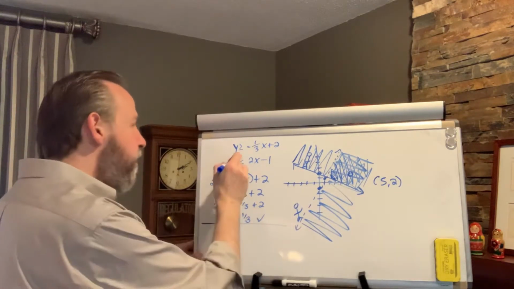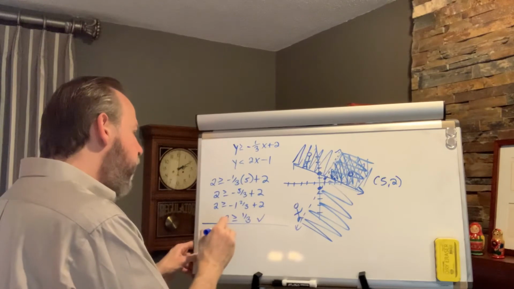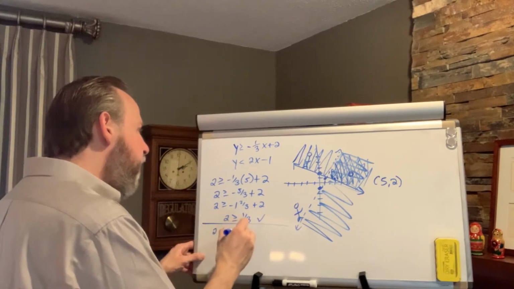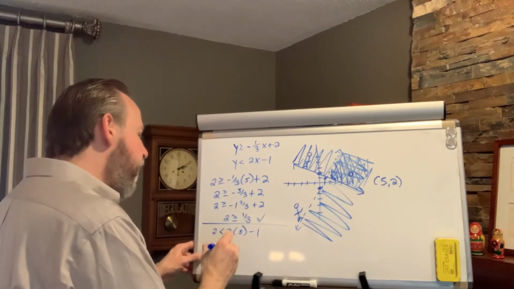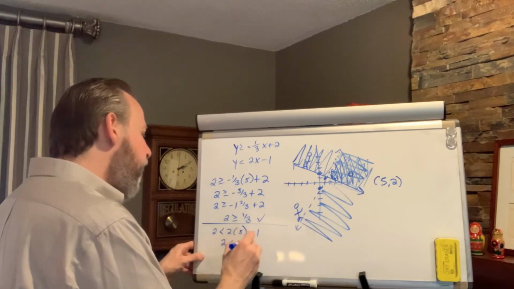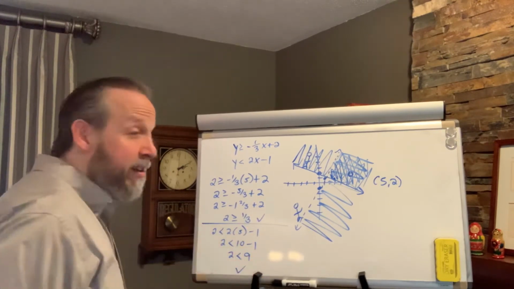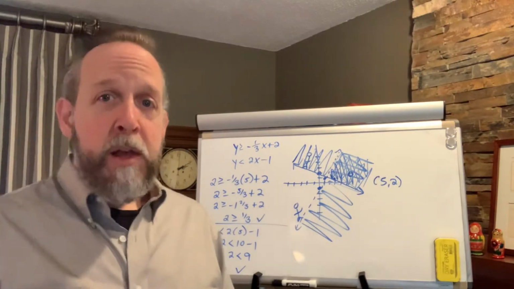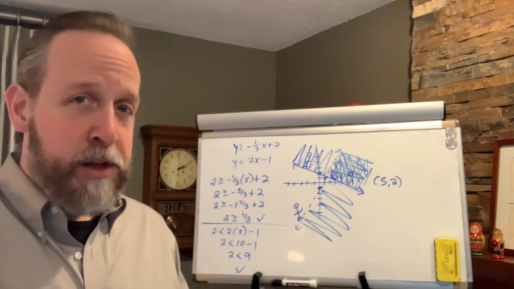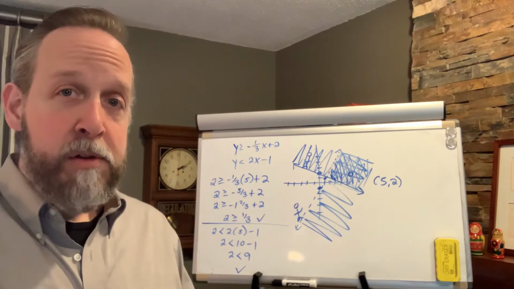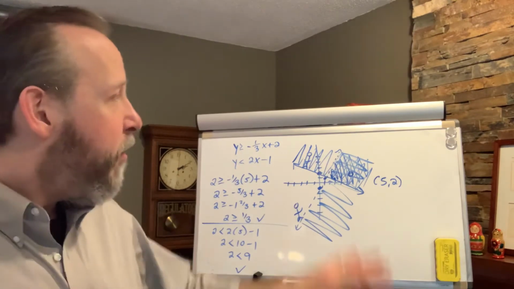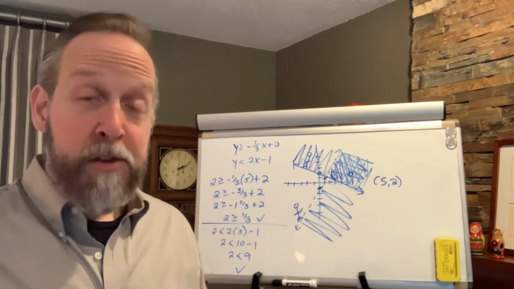The other line has to also work, so 2 has to be less than 2 times 5 minus 1. This one's easier. There's no fractions here. What's 10 minus 1? 9. And 2, definitely less than 9. So we can see in our system of linear inequalities that we've got a solution that works. So the shaded region is the answer to the problem.